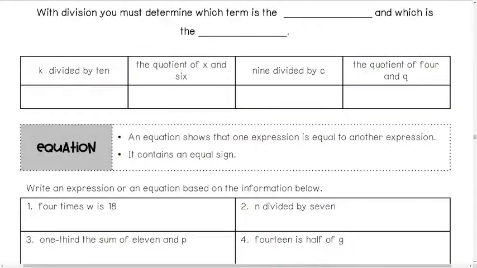In addition to that, with division, we have to use the divisor and the dividend. So if we say k divided by 10, we go ahead and say k divided by 10 in fraction form. The quotient of x and 6, so that would be x divided by 6. 9 divided by c, so that's 9 divided by c. The quotient of 4 and q, so that would be 4 divided by q.